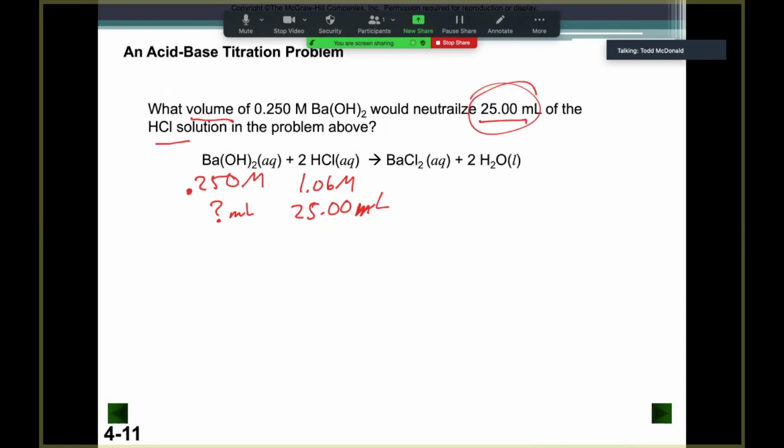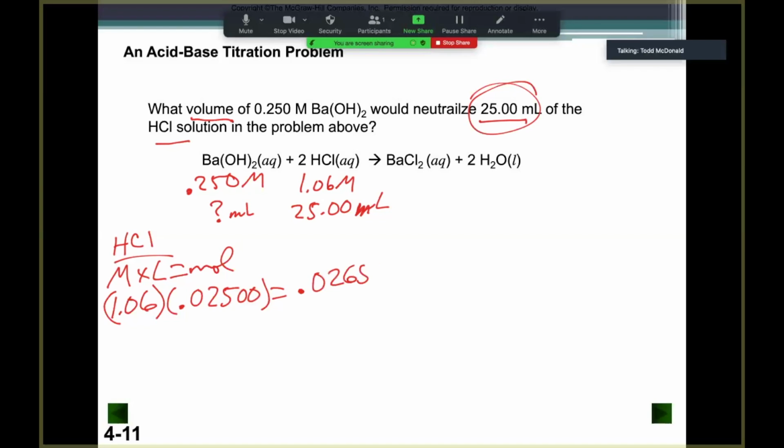So how do we do this problem? Well, it's the same process as before. Go with what we know the most about. Hey, that's our HCl. And we take our molarity times liters equals moles. If I calculate this, I take 1.06 times 0.02500. Remember, we have to divide the 25 by 1,000. That gives us 0.025, keeping our sig figs, times the molarity 1.06. That tells me that I have 0.0265 moles of HCl.